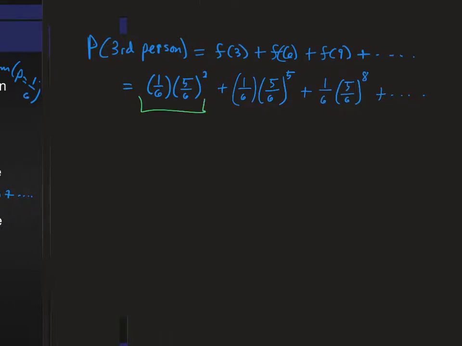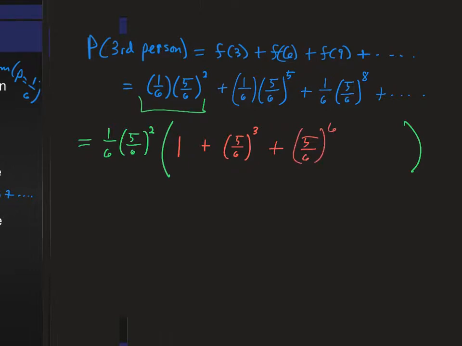And we use our usual process. We think about the leading term, and we factor that out. So we'll pull out a 1/6 times 5 out of 6 squared. And then we'll have an infinite sum on the inside, which we should be able to simplify using our geometric series formula. So if we take out the 1/6 and 2 copies of 5 out of 6, our second term looks like 5/6 to the 3rd. And then over here we'll have 5 out of 6 to the 6th, etc., etc.